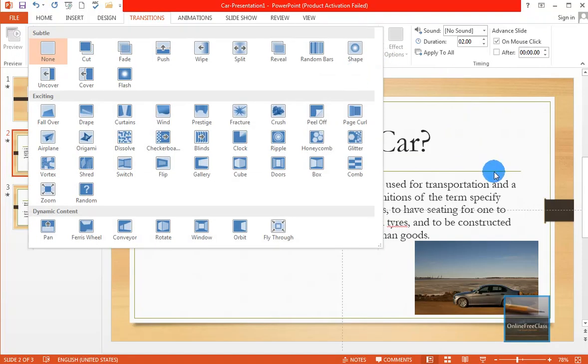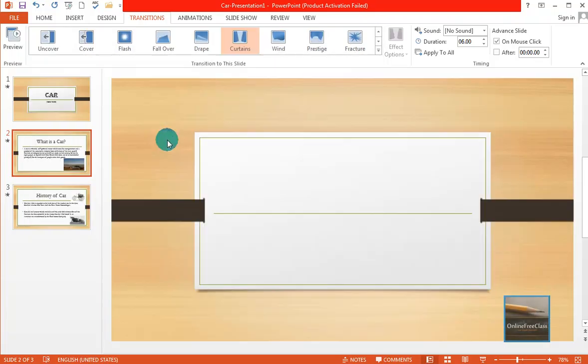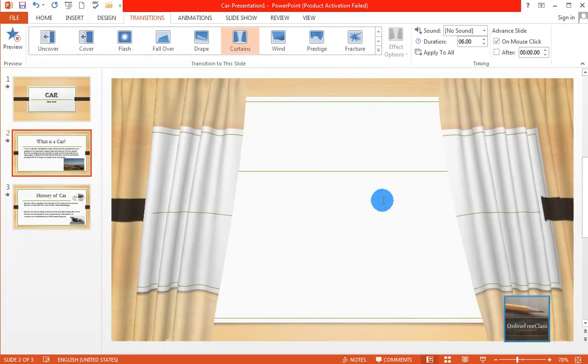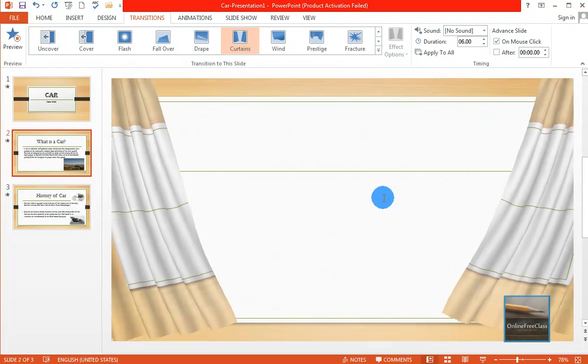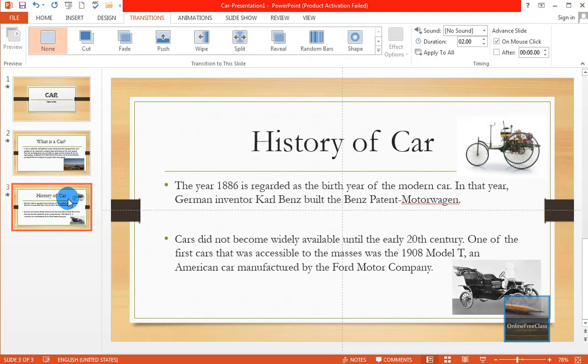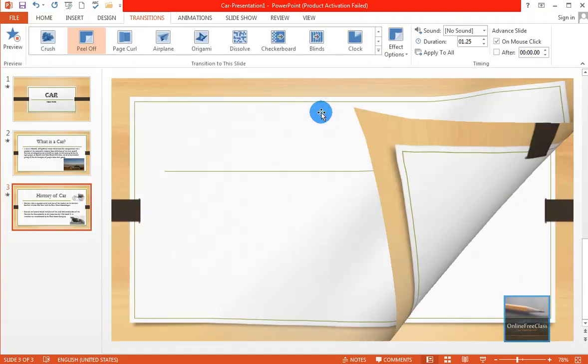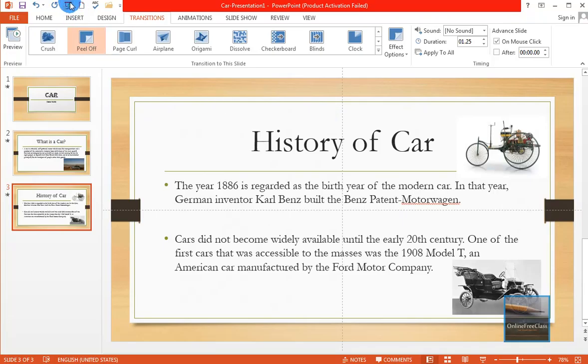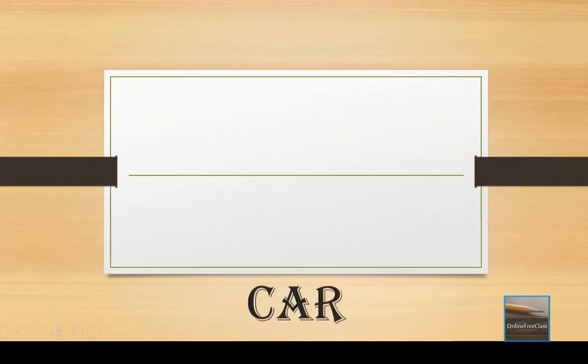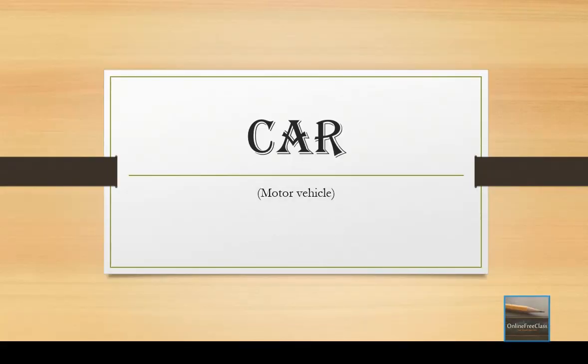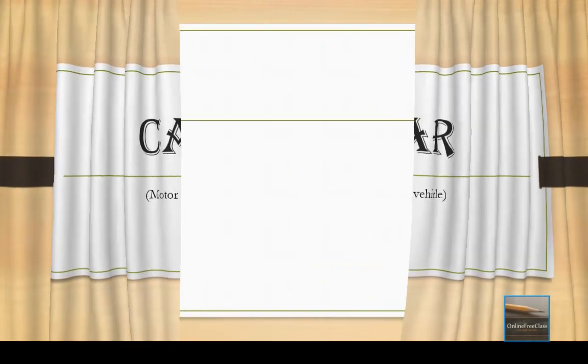For this slide number 2, I want to apply this effect, it's a curtain effect. That's how the second slide will appear. And on this slide I want another effect from here, this one like this. So now I want to play my presentation from the start. Now if I click, you will see the effect, how our slide is changing. Now click again.